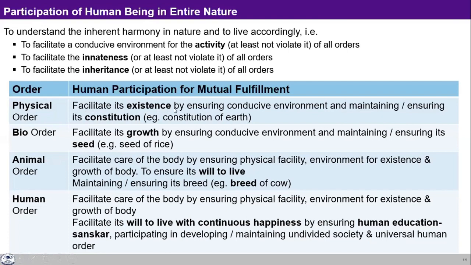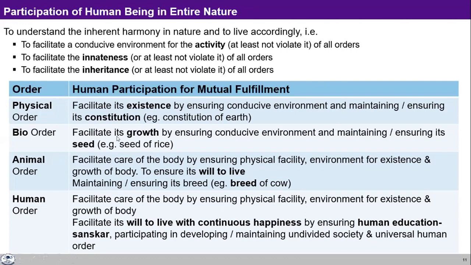So it could be to facilitate its existence by ensuring the condition environment, maintaining it, ensuring its constitution, for example, the constitution of Earth. So the Earth has a particular constitution. If we are depleting the natural resources, if you are polluting the air, right, we are making situations for global warming, then ultimately we are tampering the constitution of the Earth. We are creating imbalance on the Earth. So we have to preserve this constitution of Earth, right?